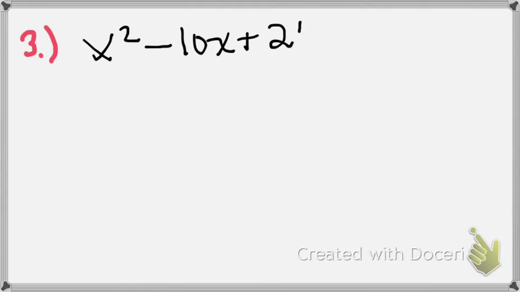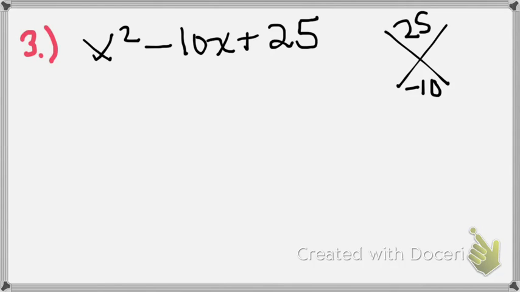So I'm going to skip down to the third one. x squared minus 10x plus 25. Again, you are still welcome to use the x, find me factors of 25 that add to give you negative 10. You'll still get the same answer. But if you recognize this pattern, you just get a shortcut.